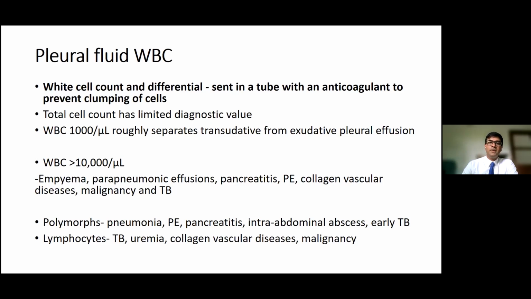If it is polymorph predominant effusion, it can be due to pneumonia, pulmonary infarct following pulmonary embolism, pancreatitis, intra-abdominal abscess. However, keep in mind that in early TB and TB empyema, there may be polymorphic predominance. The lymphocytic predominance in pleural fluid can be seen with tuberculous, uremic, and collagen vascular disease as well as malignant effusions.